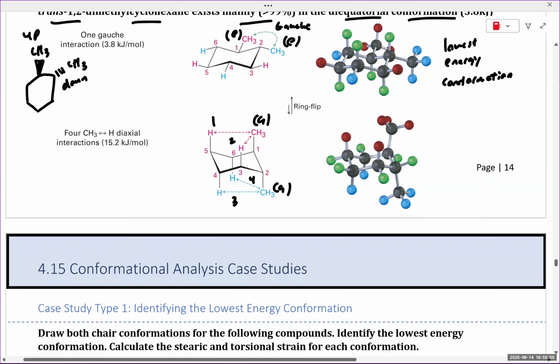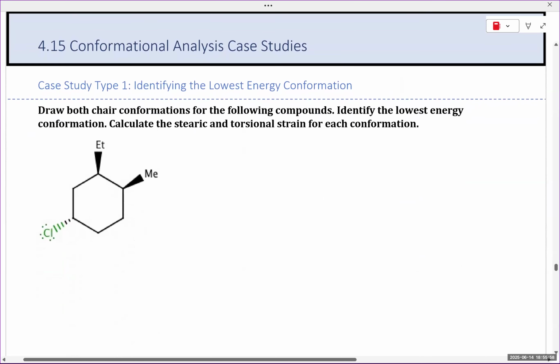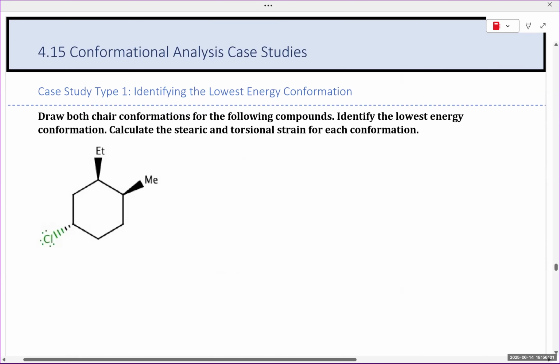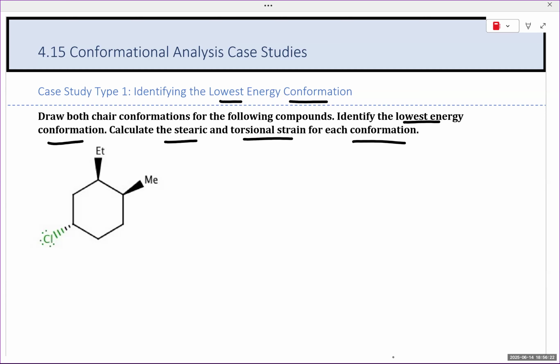Okay, let's keep going now, and let's do some examples. The first type of case study we're going to do is work on problems where we're asked to identify the lowest energy conformation. So let's apply what we've learned in the prior examples, and I'd like you to draw both chair conformations for the following compound, identify the lowest energy conformation, and calculate the steric and torsional strain for each conformation. So I'd like you to pause the video at this time, work through these examples, and then we'll discuss momentarily.